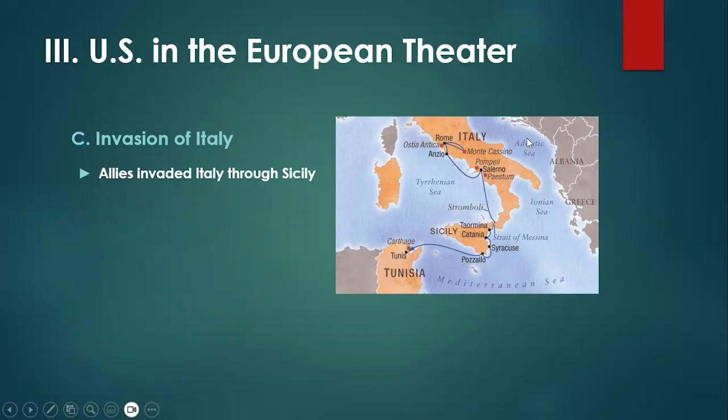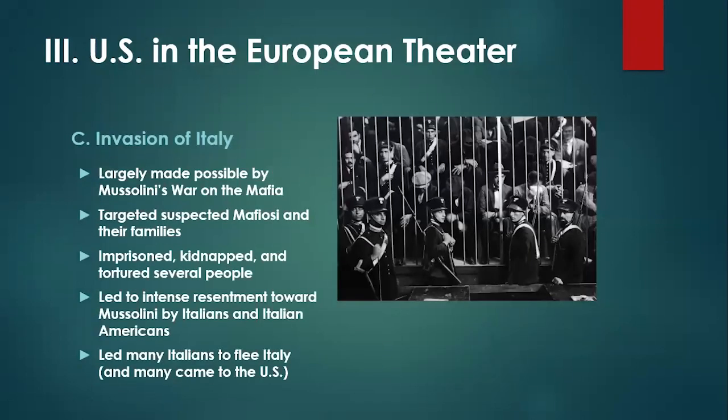Okay, so if you think of Italy as a boot, Sicily's the little rock getting kicked by the boot. That's where they were going to invade to get into Italy to try to overthrow Mussolini. And a lot of this was largely made possible by a war that Mussolini had waged on the mafia. We need to understand that throughout southern Italy, especially in Sicily, the mafia was more than just a criminal organization. It was essentially a quasi system of government.